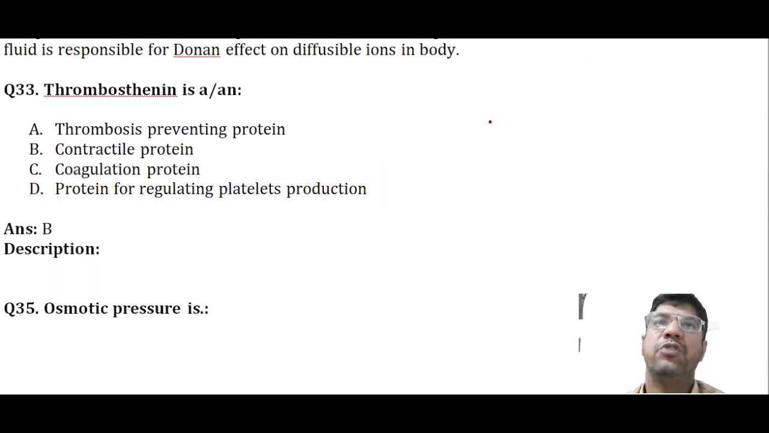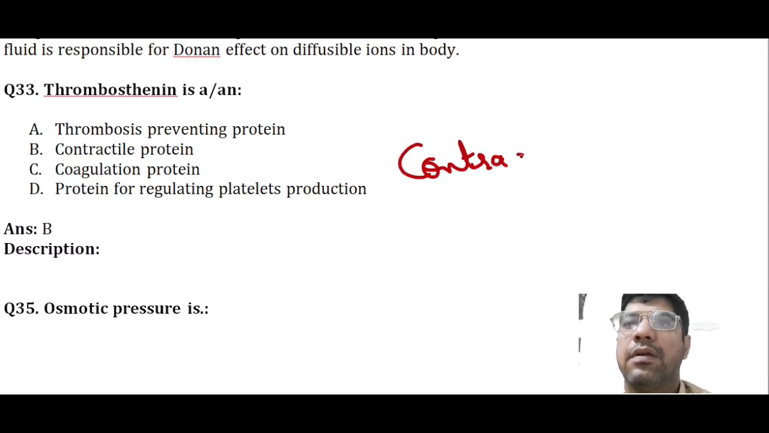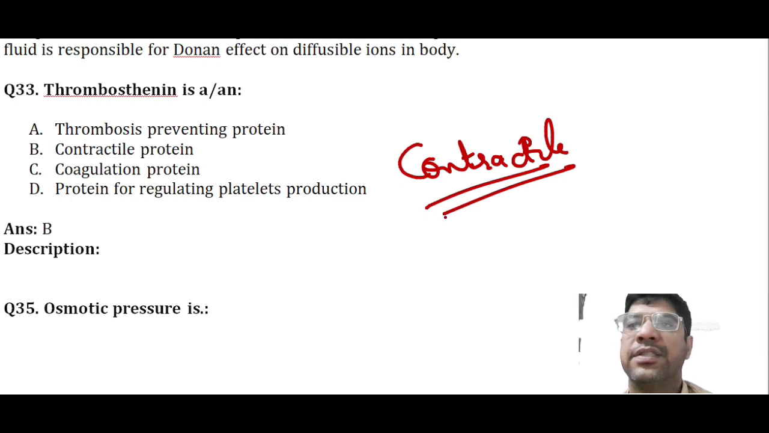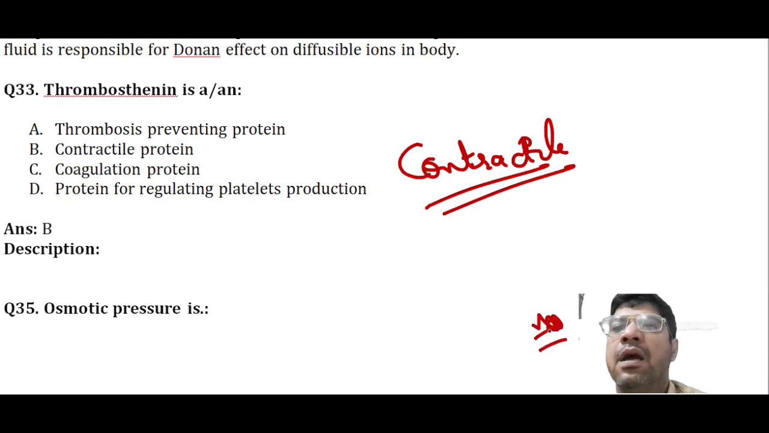Thrombostatin. Thrombostatin is a contractile protein that is involved in muscle contraction. So the mechanism of action of thrombostatin involves its role in platelet aggregation. That is a crucial step in blood clotting. So when a blood vessel is injured, platelets are activated and they come and form a platelet plug that will stop the bleeding.